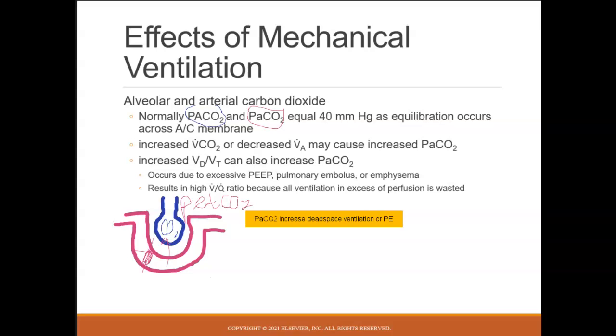And that usually gives me, as a respiratory therapist, an indication that my patient either has too much PEEP, pulmonary embolism, or some sort of overdistension that's causing a perfusion issue in the lungs.